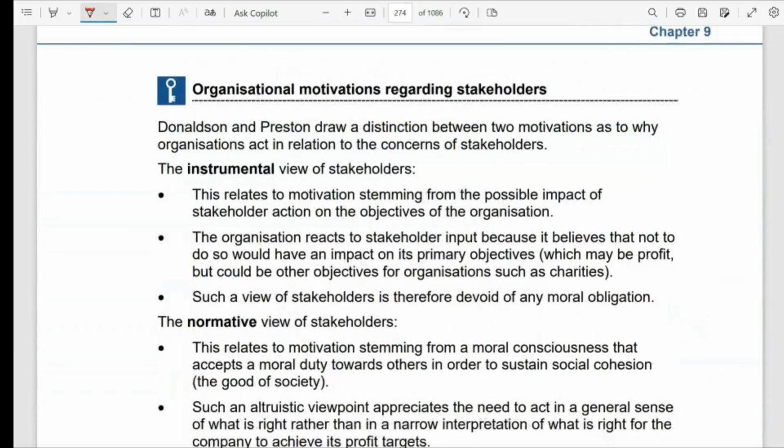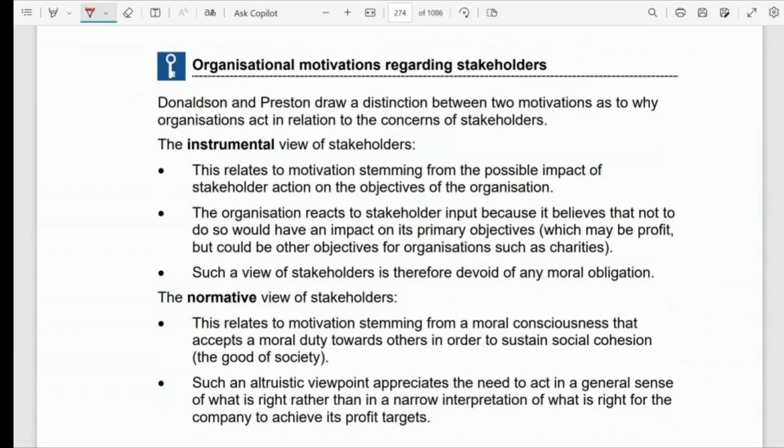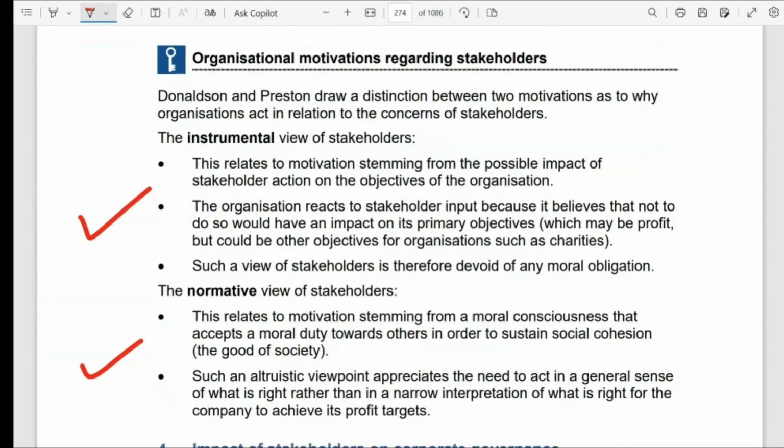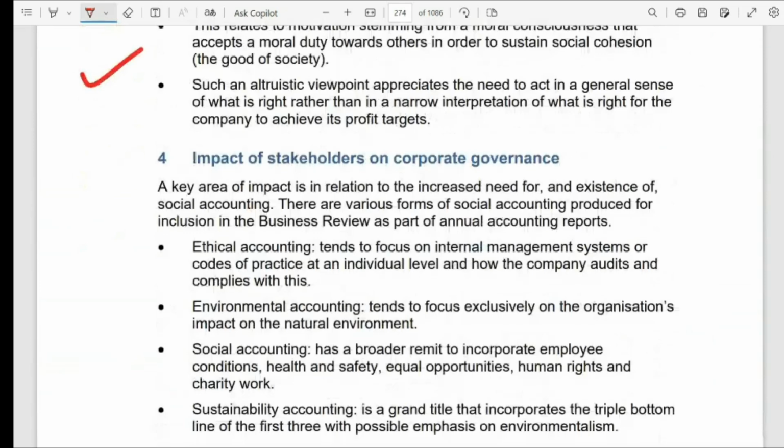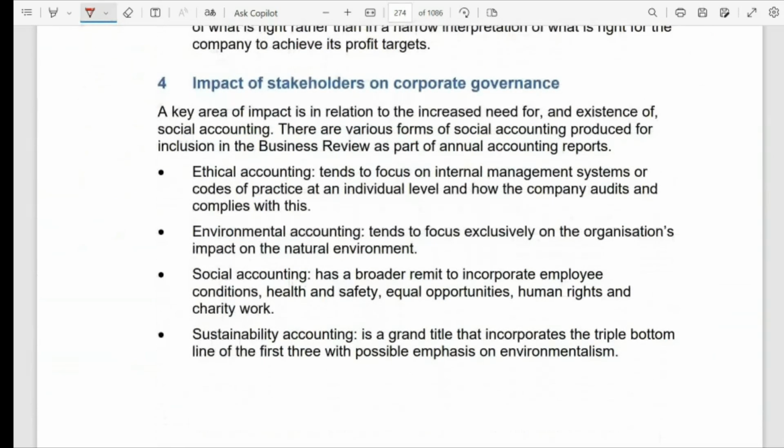Organizational motivation regarding stakeholders. This is instrumental. This is normative. Impact of stakeholders on corporate governance: how ethically accountable they are, having internal management and systems. Environmental accounting focuses exclusively on the organization.